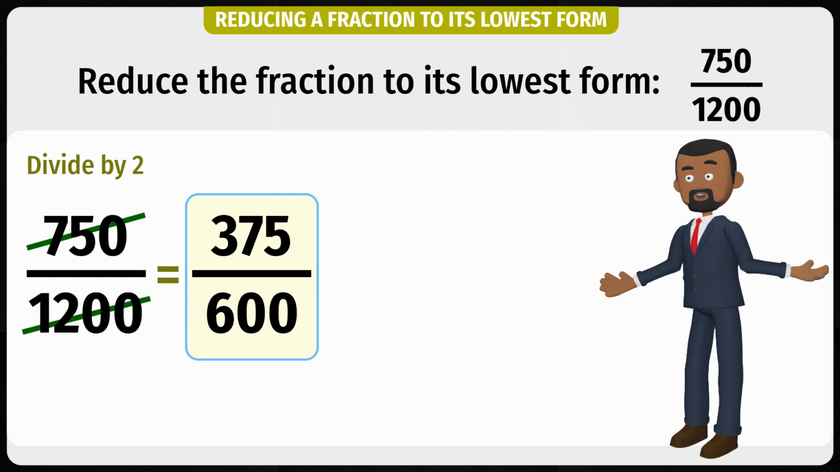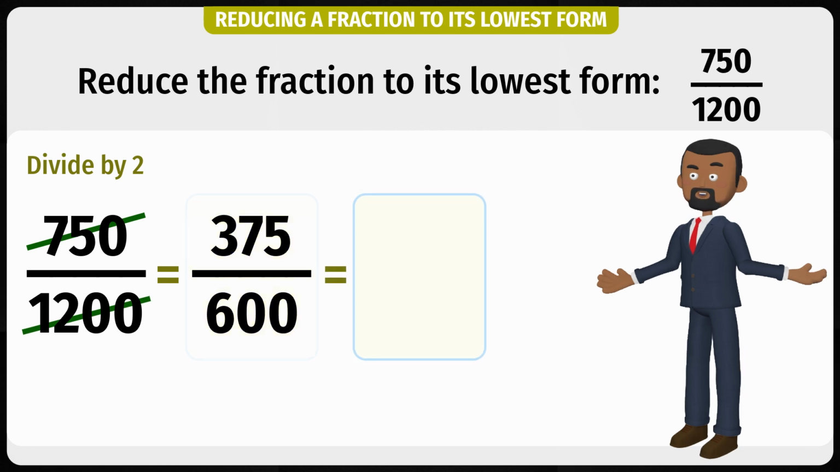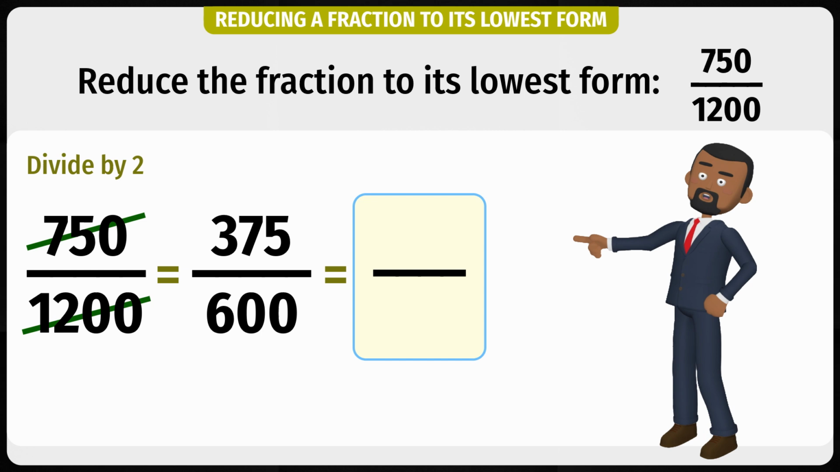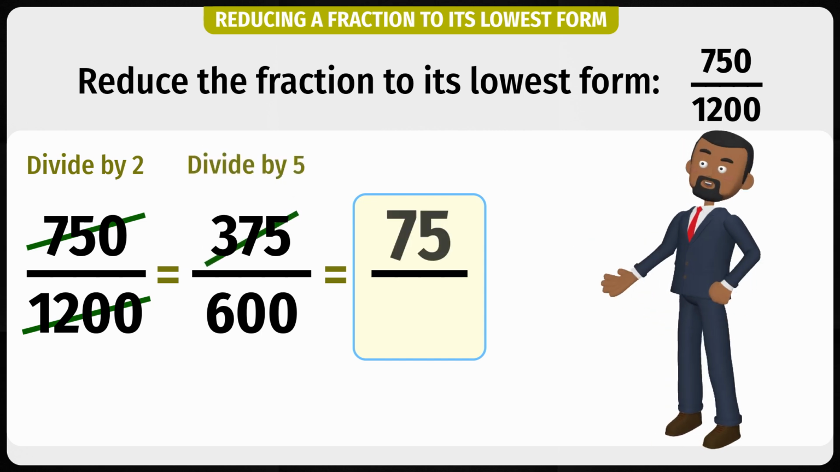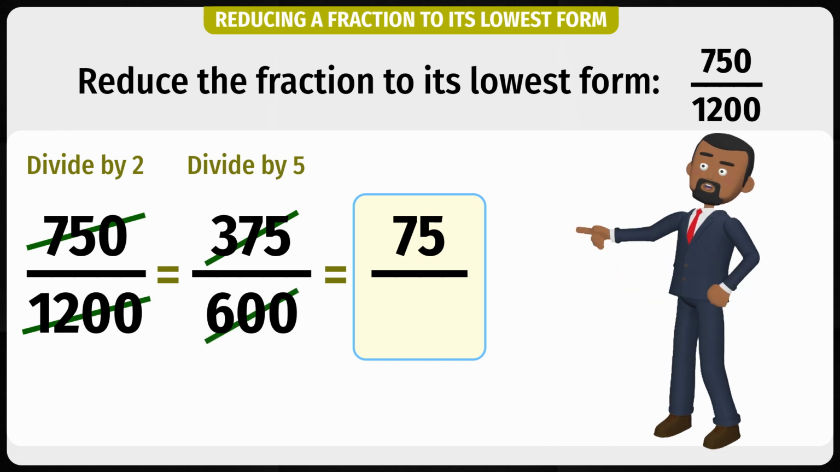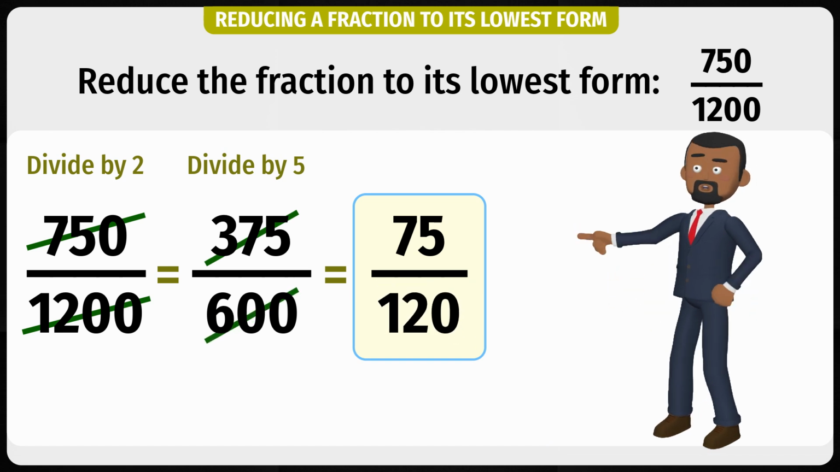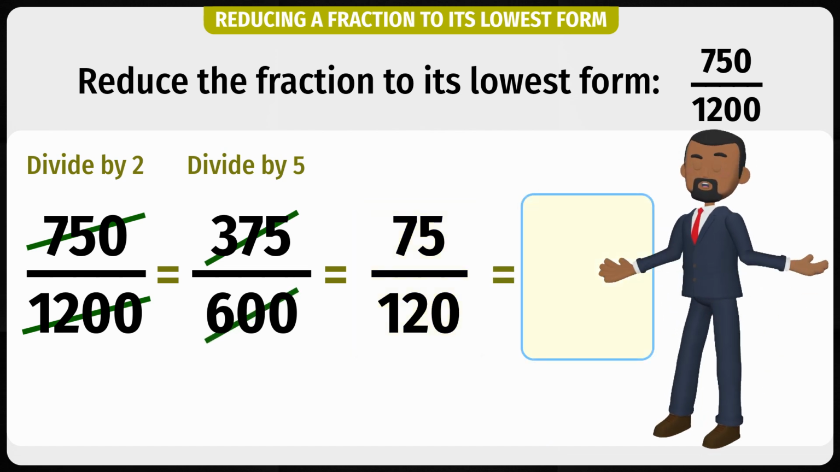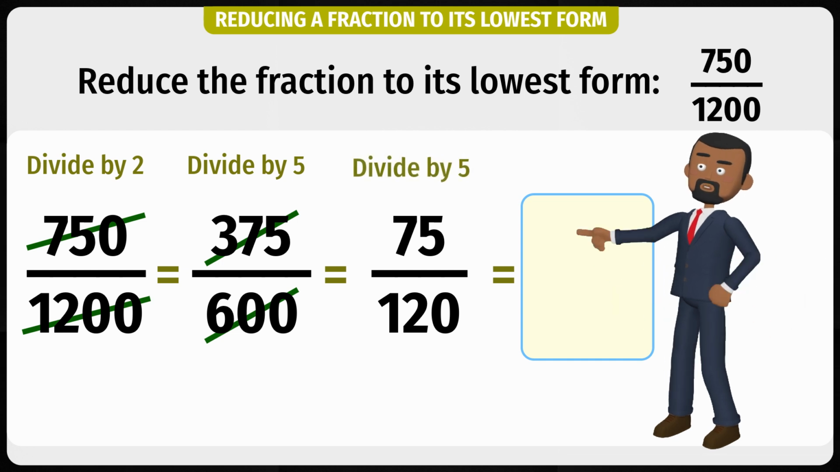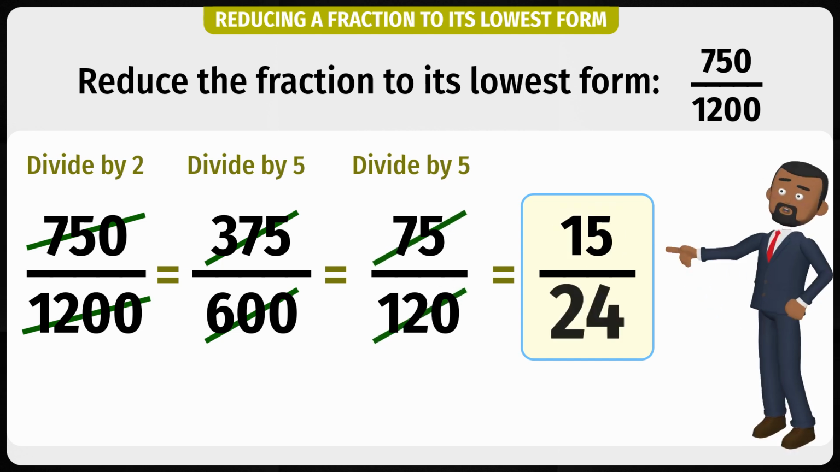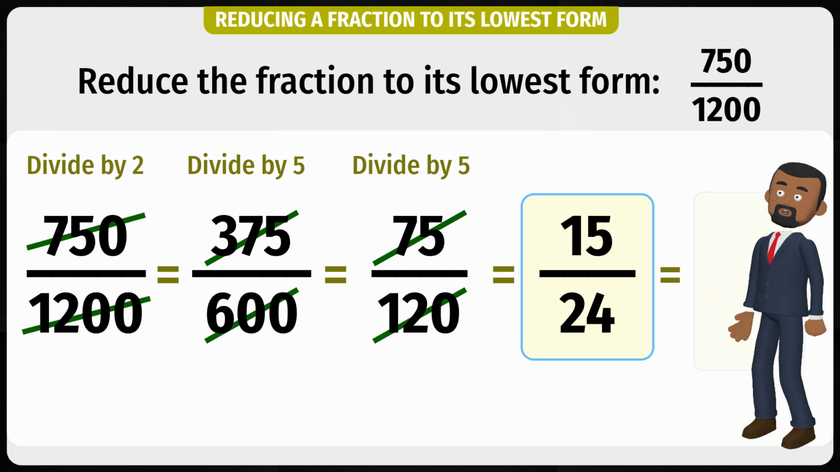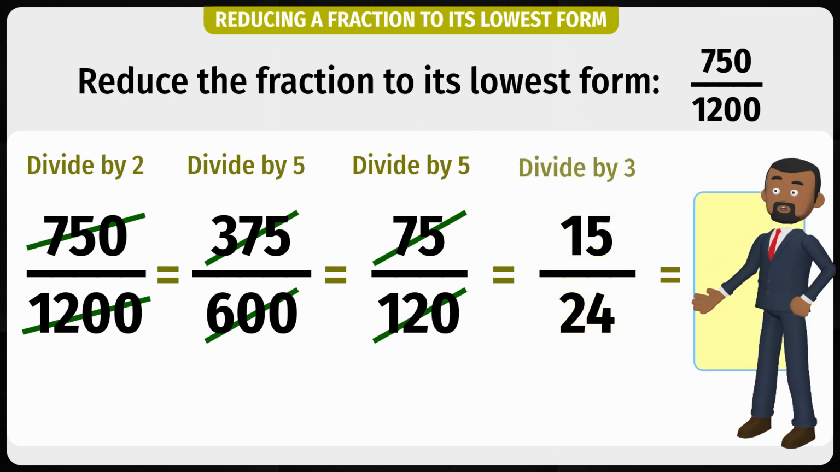Dividing both numerator and denominator by 2, we get 375 by 600. Dividing both numerator and denominator, this time by 5, because both are divisible by 5, we get 75 by 120. Dividing both numerator and denominator by 5 again, we get 15 by 24.